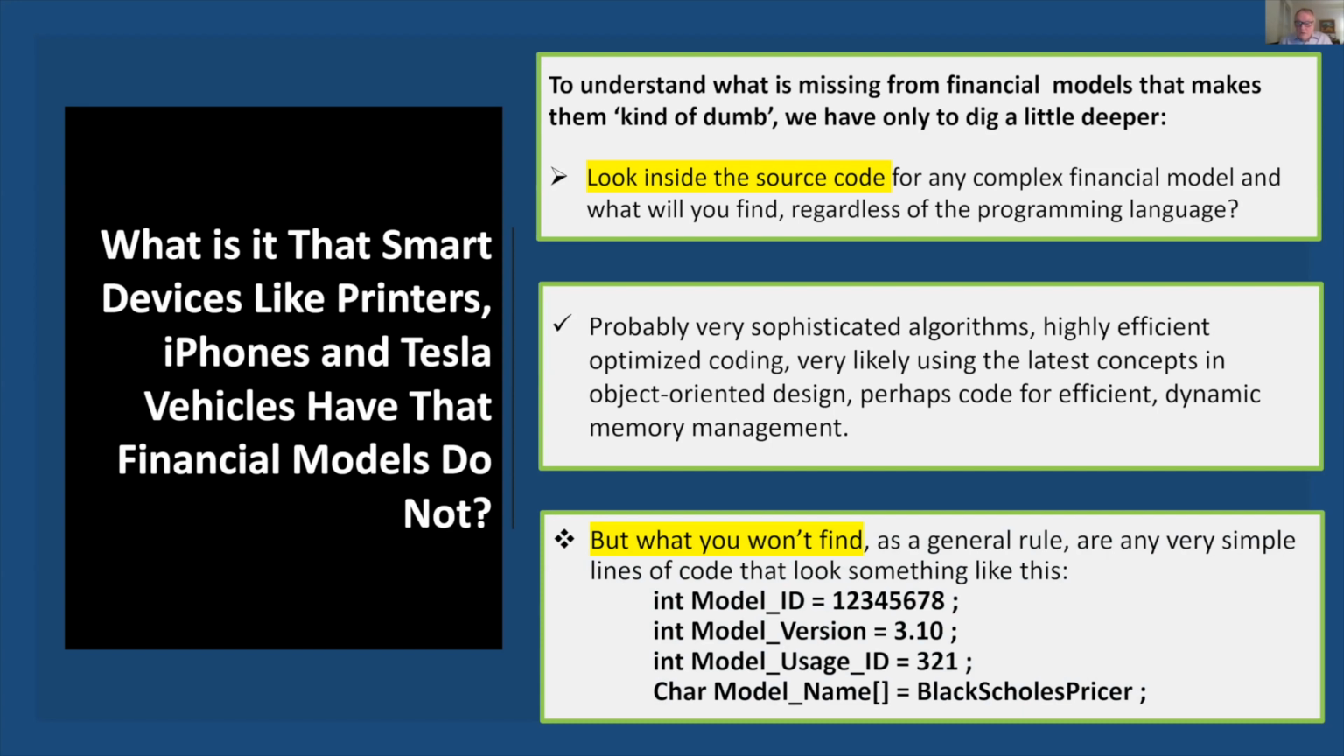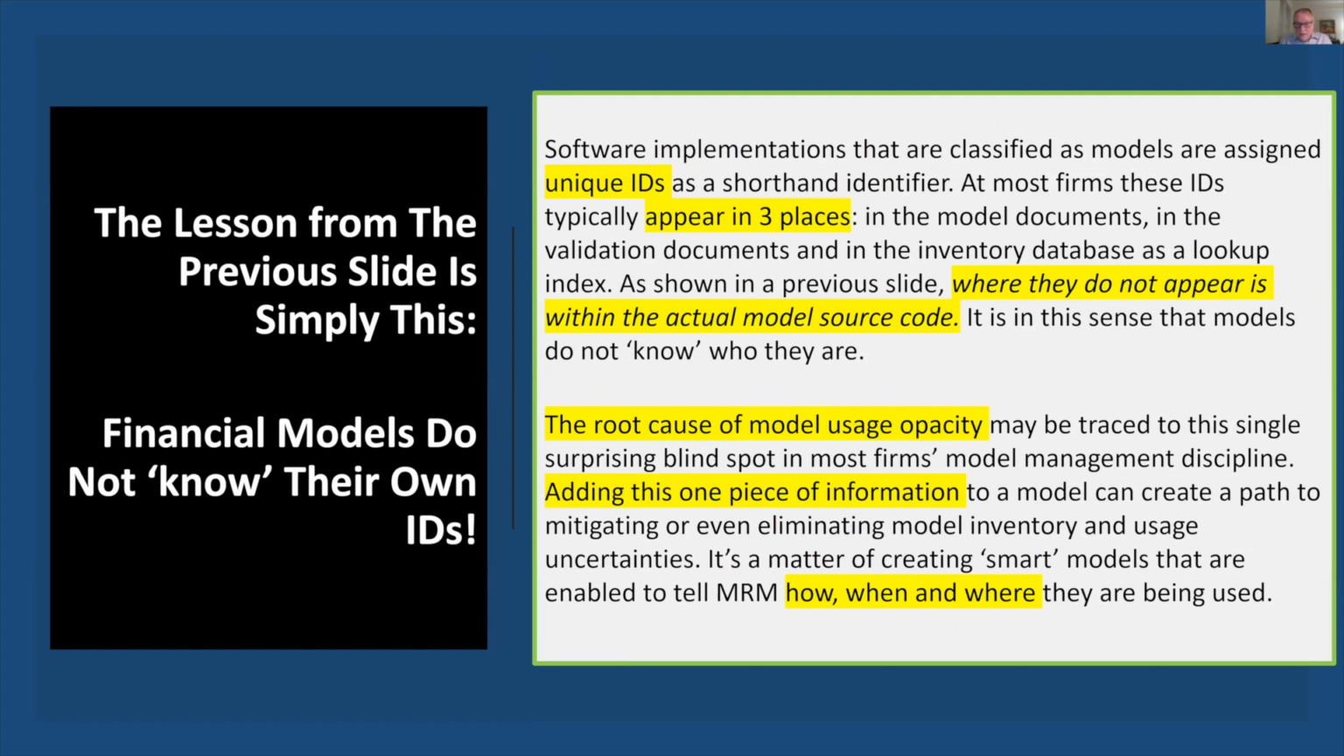Software implementations that are classified as models have unique IDs. This is a standard practice now throughout the industry. It wasn't always, and I can mention that a little bit later when I talk about the history. At most firms, these model IDs will appear in three places: in the model documentation, in the validation documents, and in the inventory database. As in a previous slide, where they do not appear is within the actual model source code. It's in this sense that I claim that models do not really know who they are, because that identifying information is held external to the model. So it doesn't travel with the model, it's only maintained by monitoring systems.